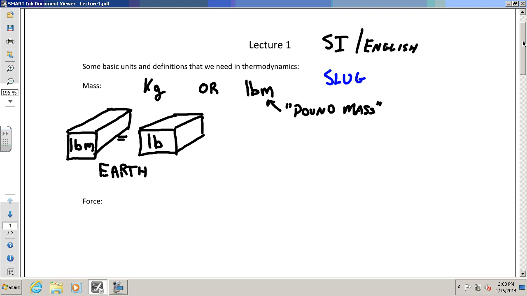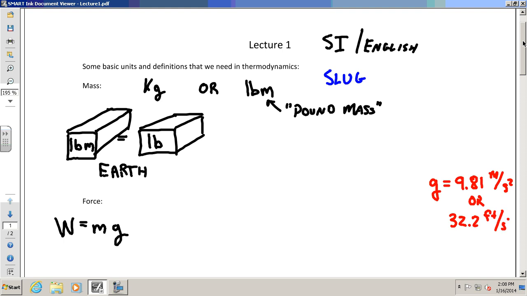Because remember that the weight of something is equal to its mass times gravity. We know that. We learned that in physics. And we recall that gravity, just as a little side note here, is equal to 9.81 meters per second squared, or 32.2 feet per second squared. And those are two numbers you should have memorized. You should memorize both those numbers. 9.81, 32.2. You should have those memorized, no doubt.